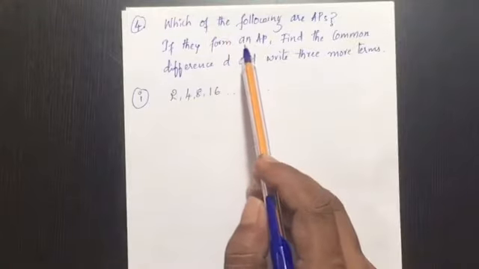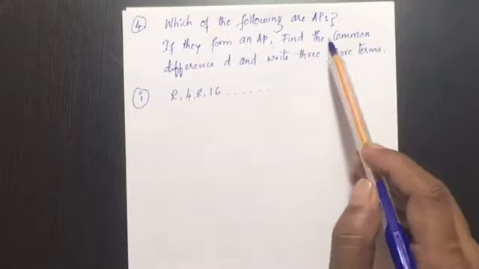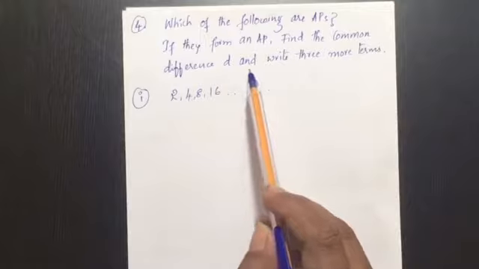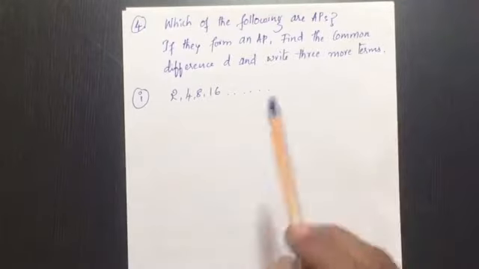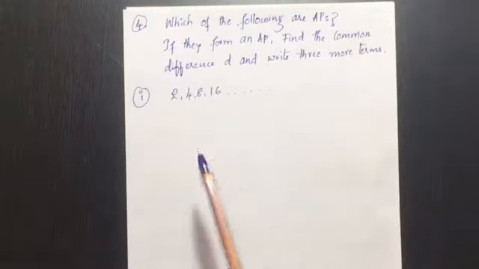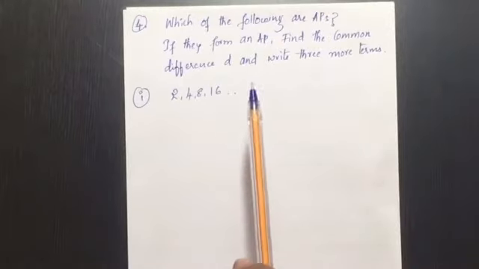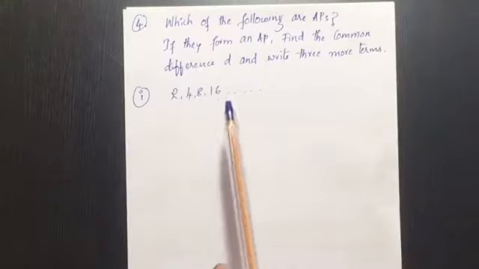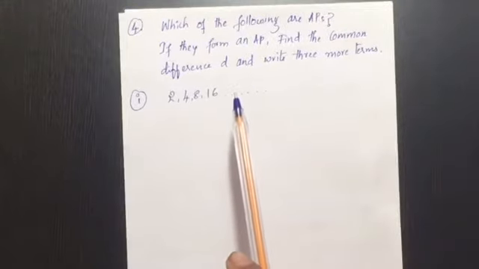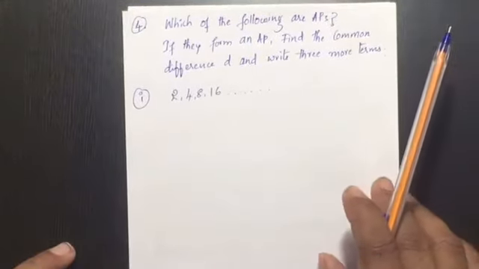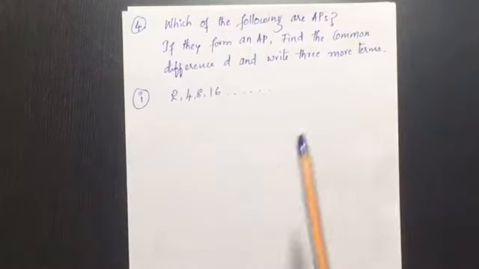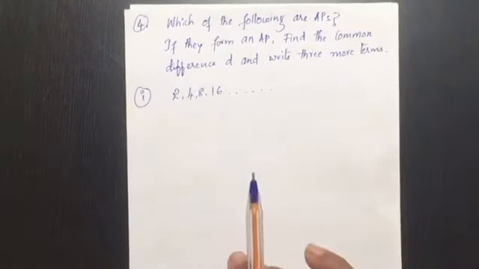If they form an AP, find the common difference D and write 3 more terms. So students, here the series is given. First we have to check whether it is an AP or not. Then we have to find the common difference. If it is an AP, then you have to find 3 more terms. So this is the question.